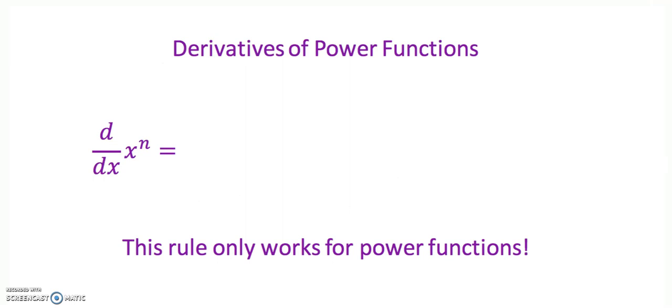The first one we're going to talk about is when we're taking the derivative of a power function. What makes a power function is when you have a base that is varying, a base that varies, and a power or an exponent that is a constant.